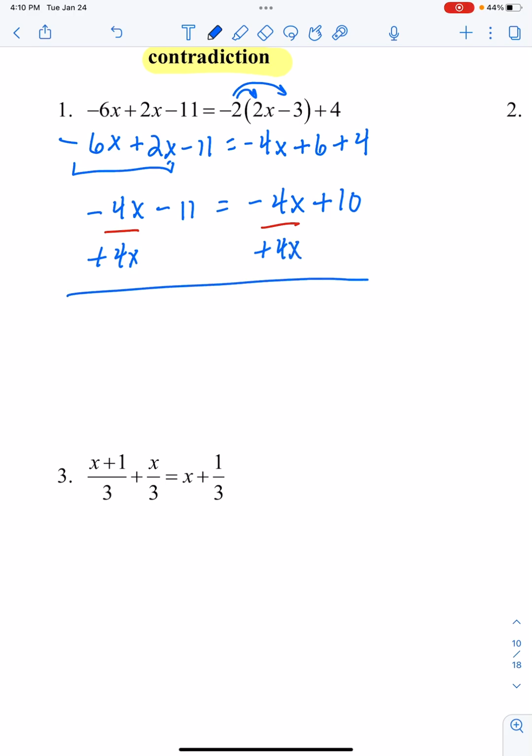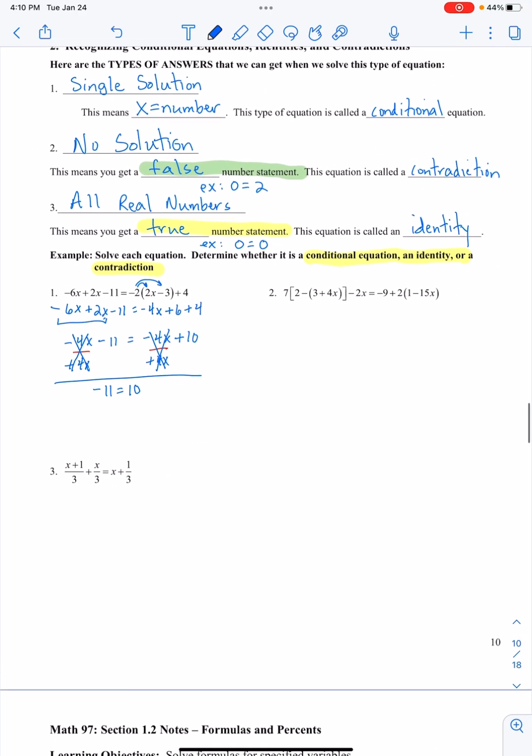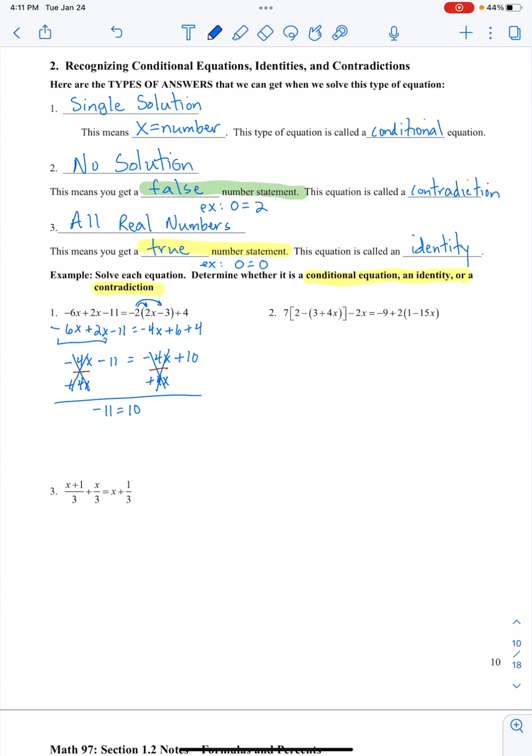When I do that, since negative 4x and positive 4x are opposites, they completely go away, meaning the variable term has disappeared and there is no longer an x to solve. What remains is negative 11 equals positive 10. So we can see from above in our notes that number 2, where it says no solution, is because we have a false number statement. So this right here has an answer of no solution. And the type of equation is a contradiction.